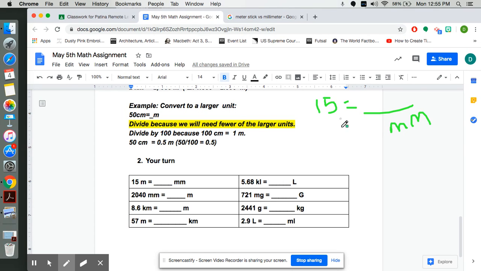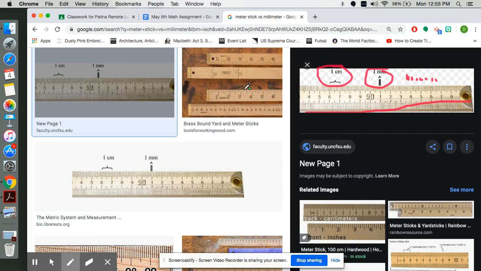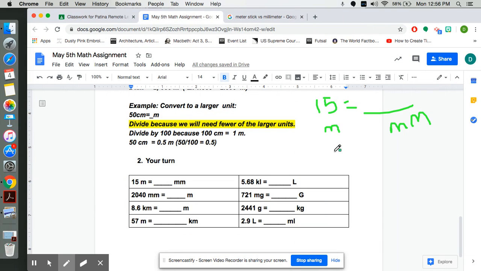Okay, so first things first, we have to decide what's bigger, a meter or a millimeter. Remember, our meter is the whole stick, and our millimeters are the little tiny tick marks. So obviously our meter is big. So we are going from big to small. And remember, if we go from big to small, do we multiply or do we divide? Think about it. We're going to be multiplying. Okay, so that's going to be my operation there. I'm going to have to be multiplying.